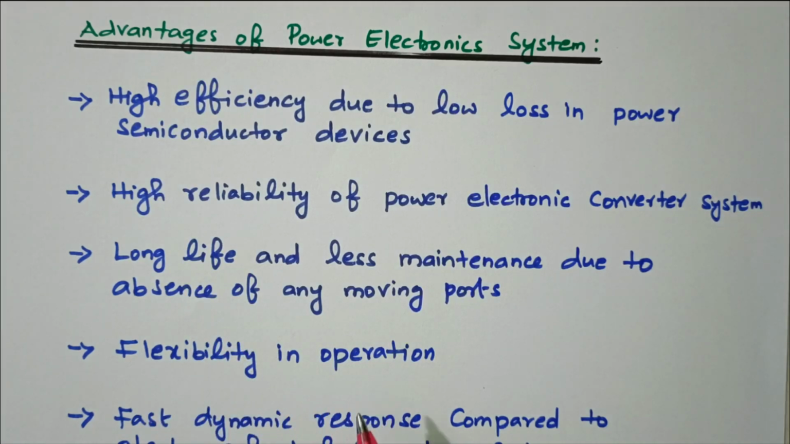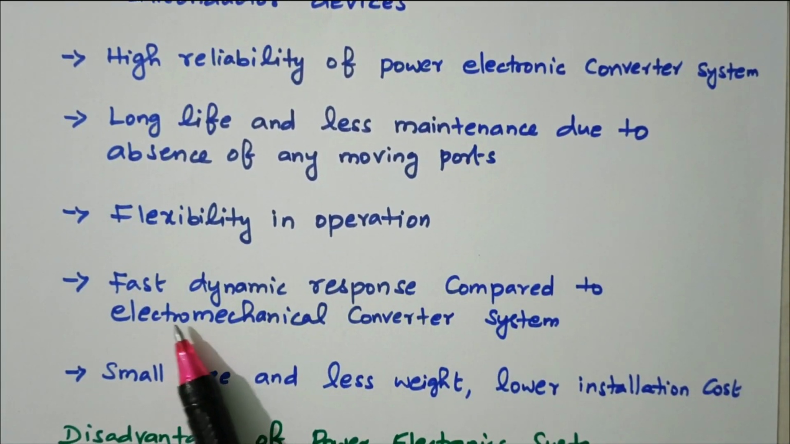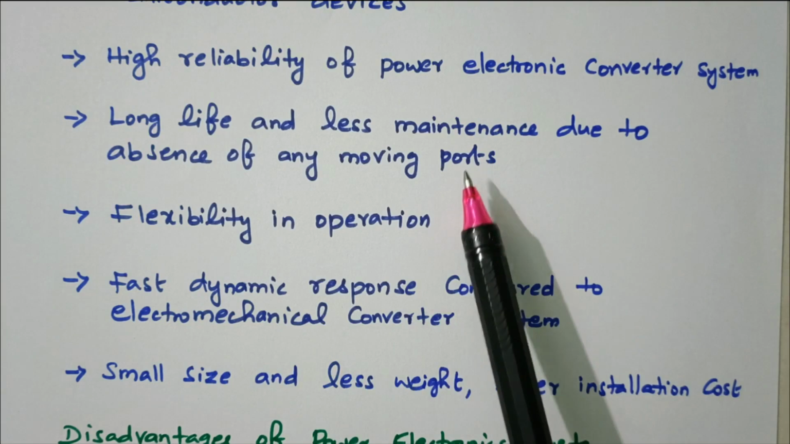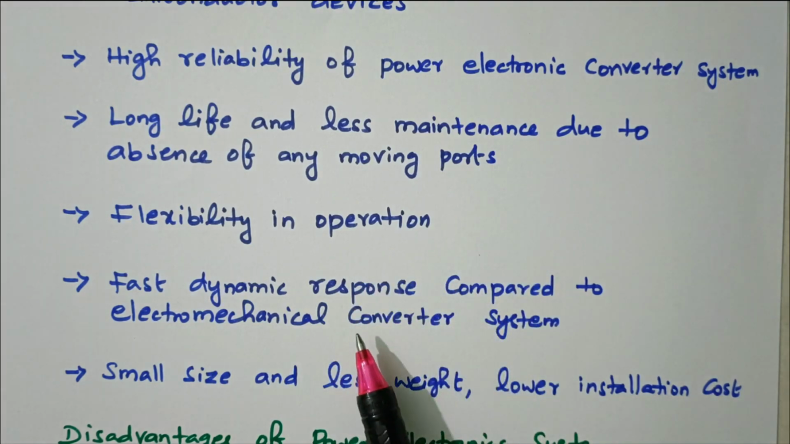Flexibility in operation. Fast dynamic response compared to electromechanical converter system. So here the response is much faster while using the semiconductor device. Small size and less weight, low installation cost. So these are all the advantages. While using solid state devices, automatically we get high efficiency, high reliability, low maintenance, flexibility in operation, fast response, small size, less weight, and lower installation cost. All these advantages we are getting.